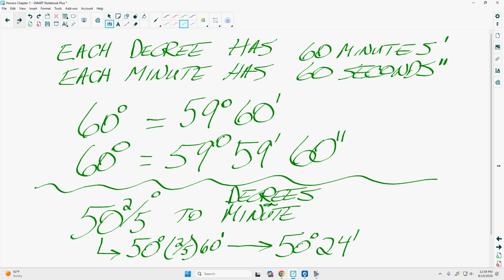I wanted to convert 50 and 2/5 of a degree to degrees and minutes. That's what the instructions said. Okay, I think we can find a pretty good stopping point maybe after this example, and then I think I can split some homework.